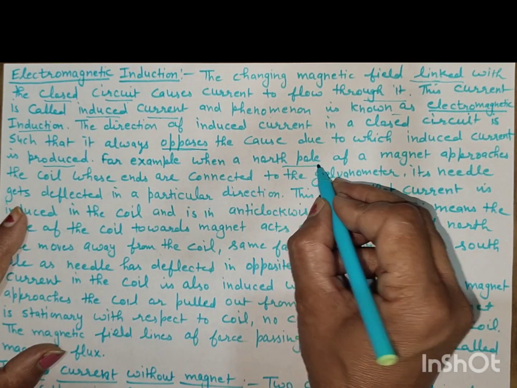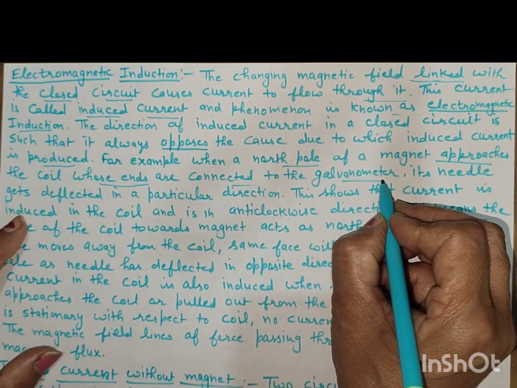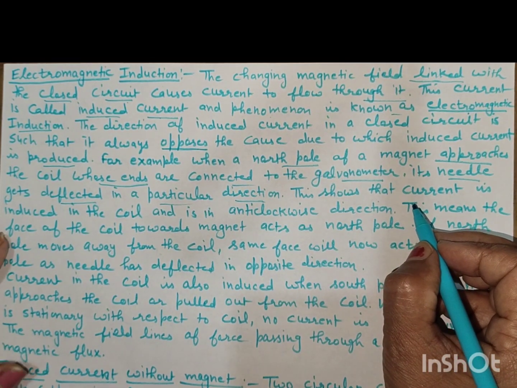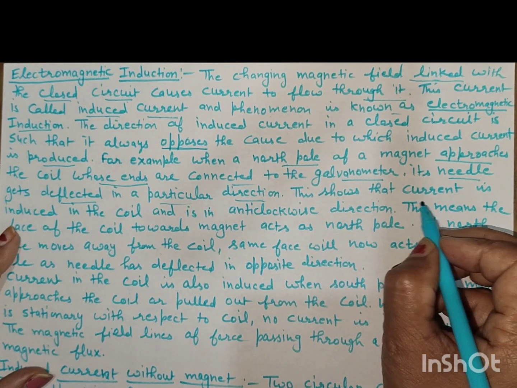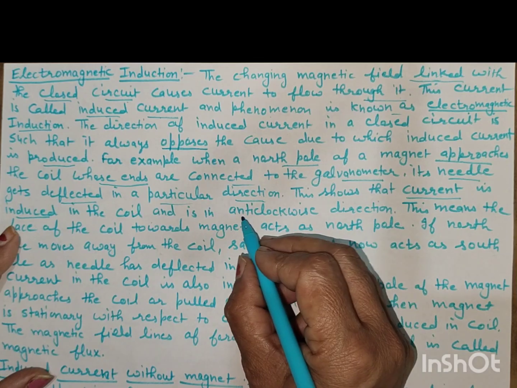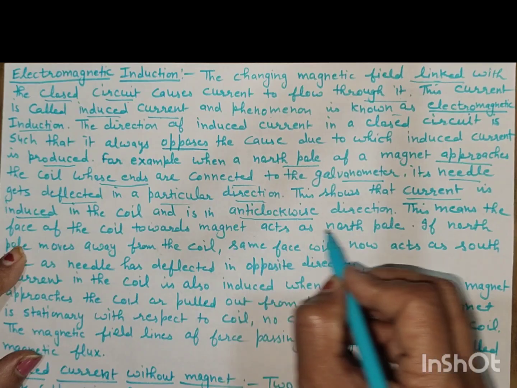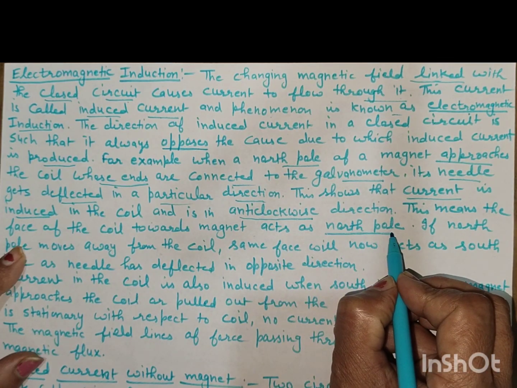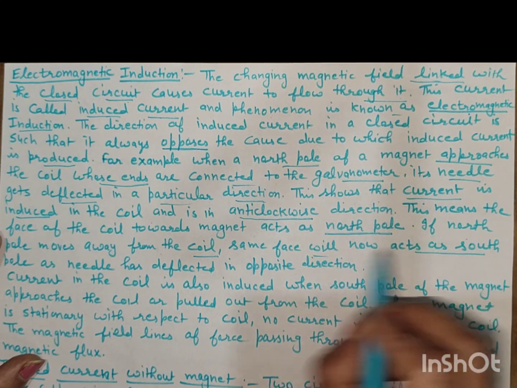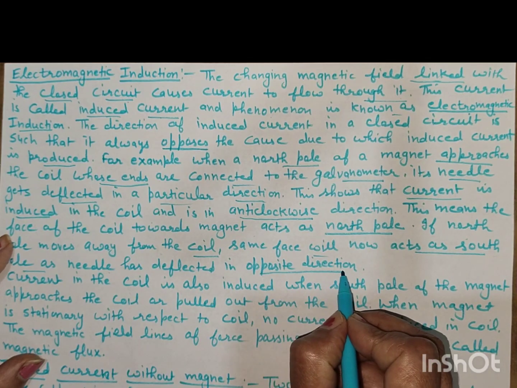For example, when the north pole of a magnet approaches a coil whose ends are connected to a galvanometer, its needle gets deflected in a particular direction. This shows that current is induced. The deflection means that current is produced in the coil in an anti-clockwise direction. This means that the face of the coil towards the magnet acts as the north pole. If the north pole moves away from the coil, the same face will now act as the south pole and the needle is deflected in the opposite direction.